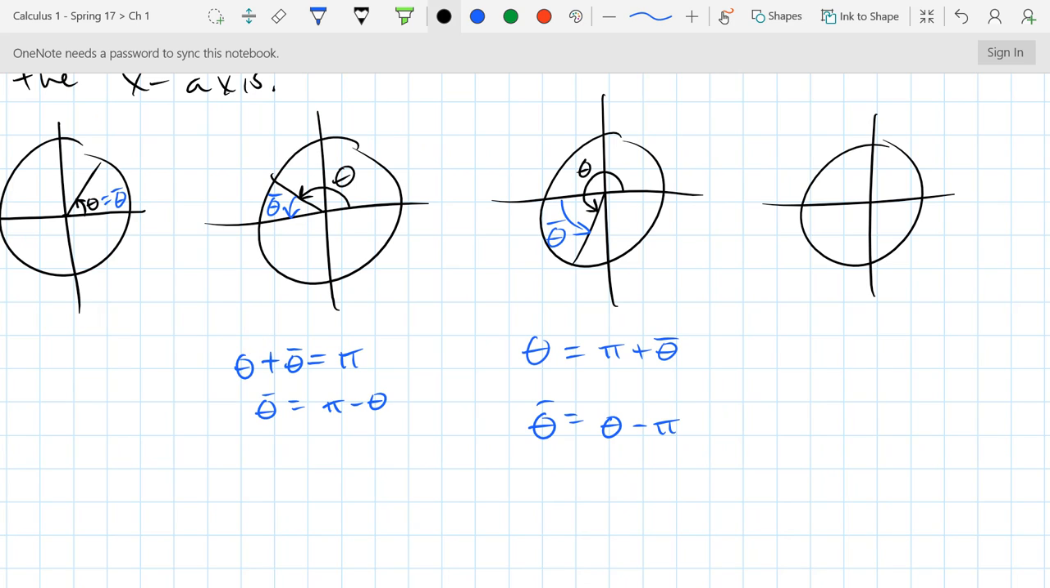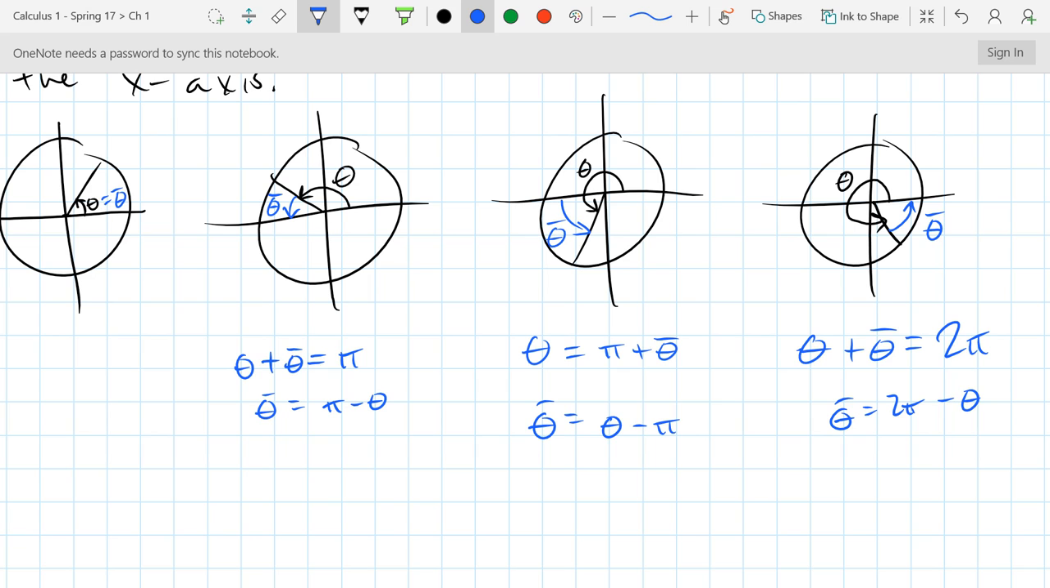Last up, quadrant four. So there's our theta measurement. Theta bar is this little angle right there. And what do I get if I add theta plus theta bar? So I get a full rotation, which is 2 pi. So solve for theta bar: 2 pi minus theta.